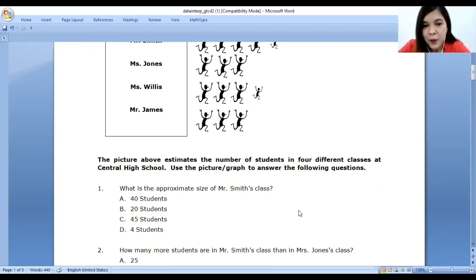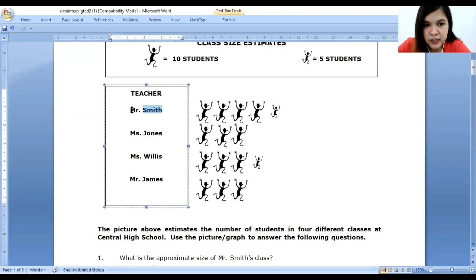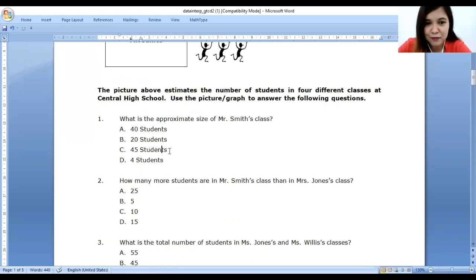Number 1, what is the approximate size of Mr. Smith's class? So here we see Mr. Smith, and that is his corresponding number of students. When the picture is big, it counts 10; when it is smaller, it counts 5. So, 10, 20, 30, 40, 45. So, the answer here is 45.